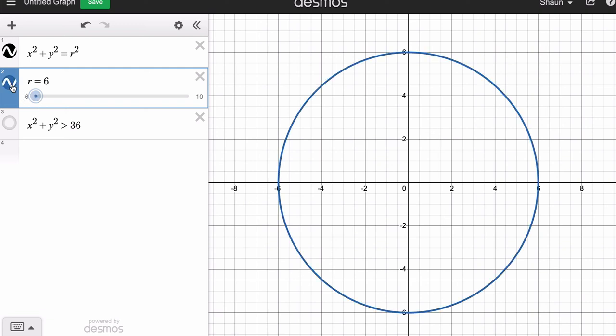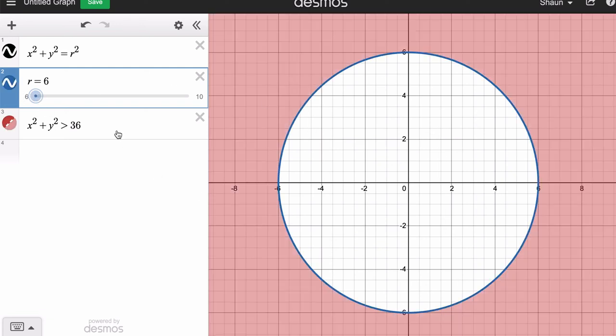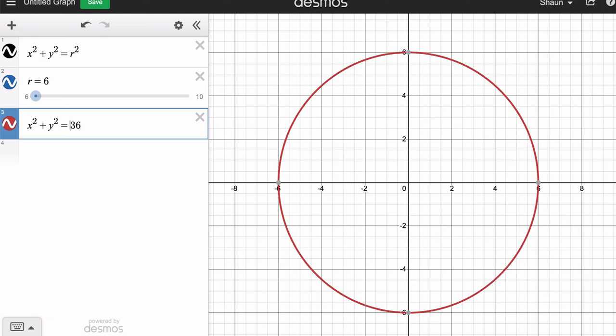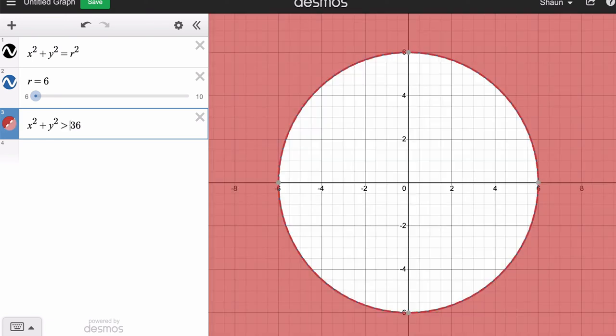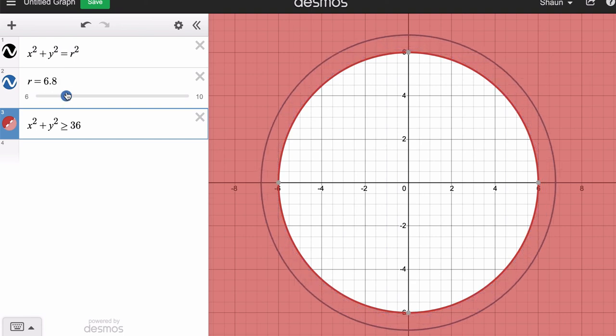I'm going to change the radius so that you can see another way to interpret what this means. Let's do greater than or equal to. This actually includes all the circles with a radius that is greater than or equal to 6. So if I made my radius 6.1, it would be in that region, 6.2, 3, 4, all the circles.